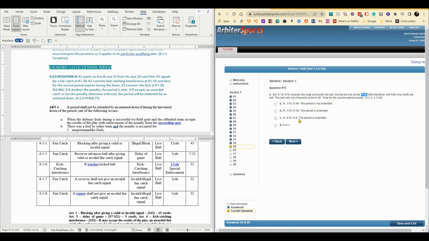So because this is an acceptance of the foul, even though K is re-kicking. I know it's complicated. Think through it, but the answer here is D, B, or C.